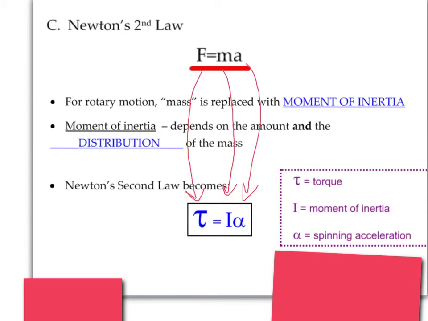Kind of makes sense? So the torque will stay the same. The I and the alpha, those two are opposites. They constantly exchange to balance each other out to keep the same torque. Okay. Do you have questions?